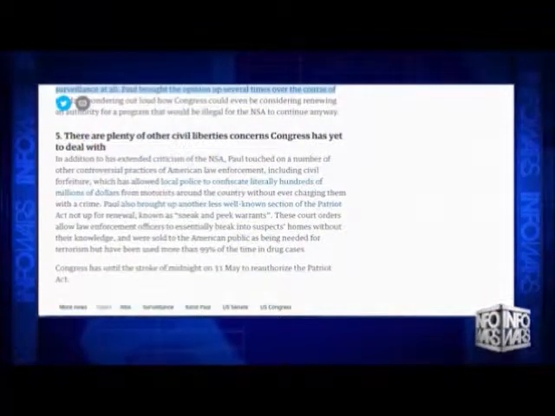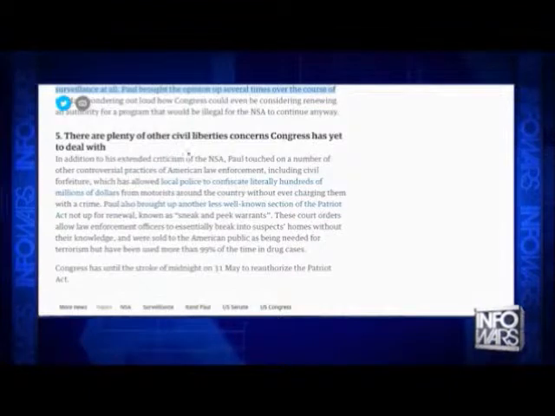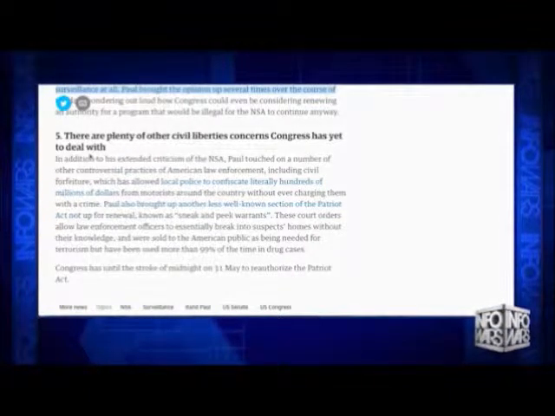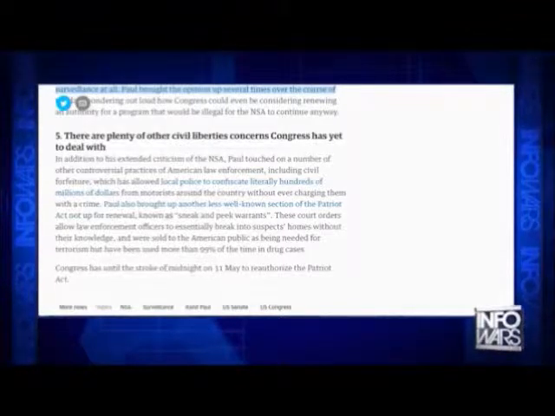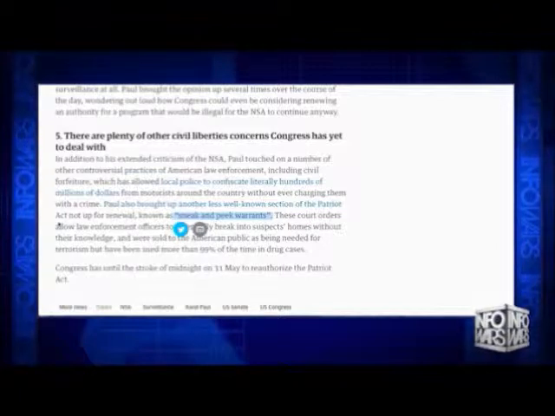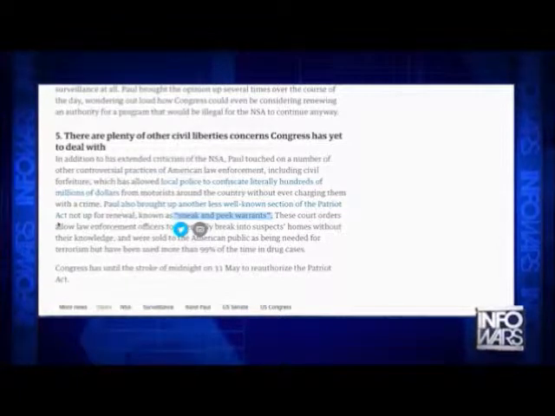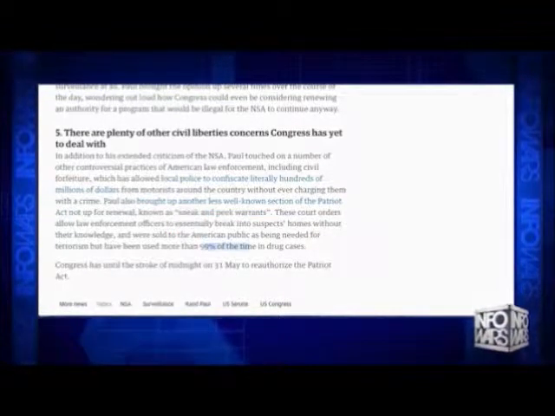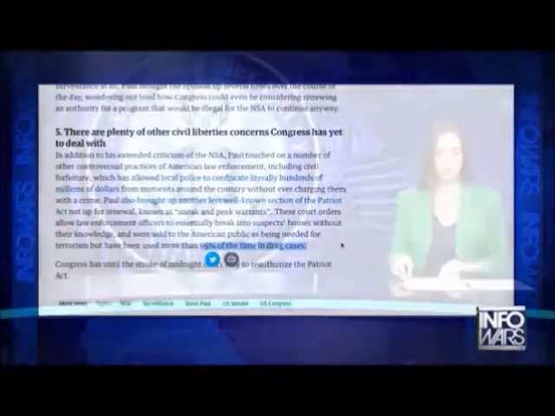Absolutely absurd. And then lastly, he said that there are plenty of other civil liberties concerns that Congress has yet to deal with. Obviously, there's a number of other controversial practices. One is known as sneak and peek warrants. These are court orders that allow law enforcement officers to essentially break into suspects' homes without their knowledge. These were sold as being needed for terrorism, but they were used in more than 99% of the time in drug cases. And also, there is the little tool being used by law enforcement, civil asset forfeiture.